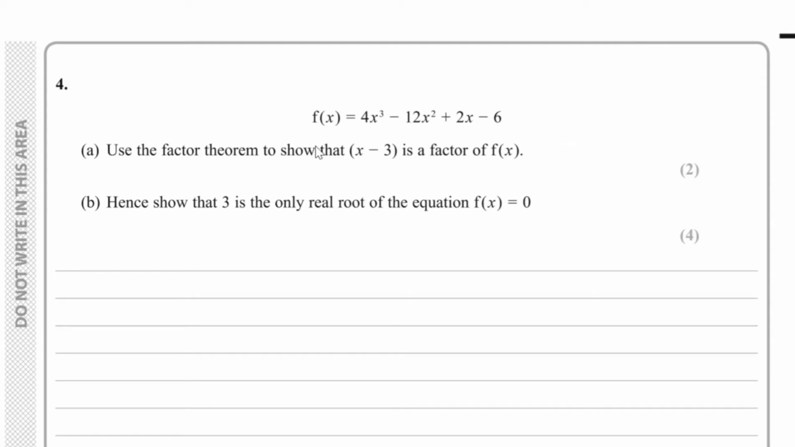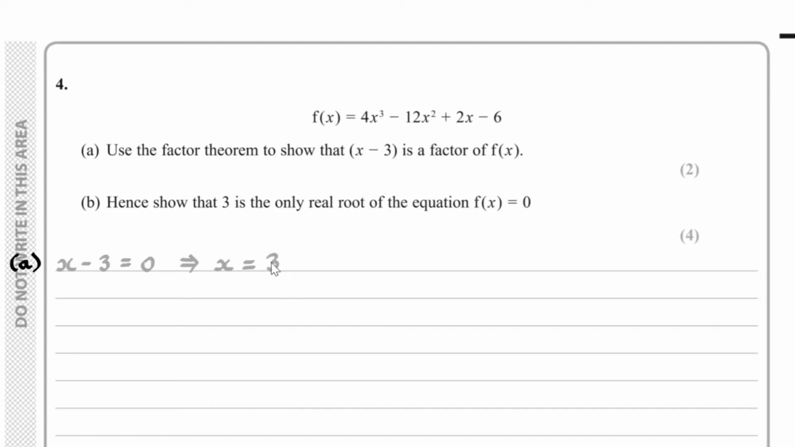Question number 4. f of x is given as 4x cubed minus 12x squared plus 2x minus 6. We have to use the factor theorem to show that x minus 3 is a factor of f of x. Well, for us to show that x minus 3 is a factor of f of x, we begin by letting x minus 3 equal 0, which would imply that x is equal to 3.